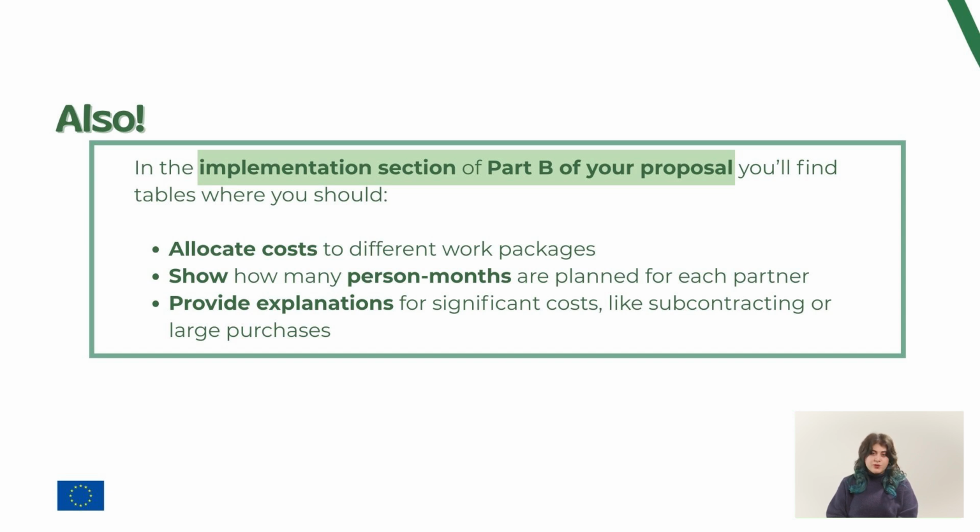When preparing your proposal, remember that your budget must be entered directly into the Funding and Tenders portal. However, there's also a more detailed budget breakdown in the implementation section of Part B of your proposal. There, you'll find tables where you should allocate costs to different work packages, show how many person months are planned for each partner, and provide explanations for significant costs, like subcontracting or large purchases. These details help evaluators see whether your budget matches your work plan and whether your resources are sufficient for the project.